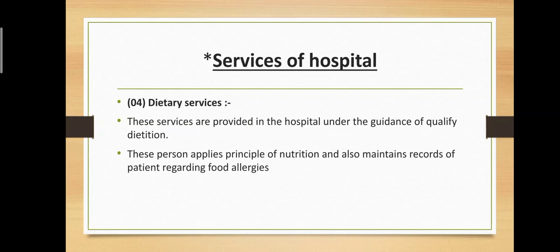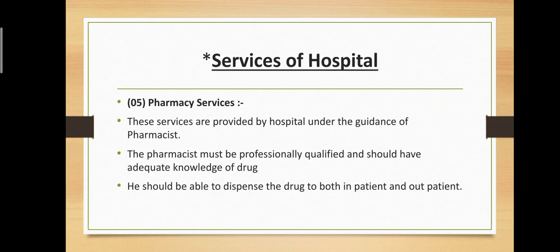Fourth subtype, dietary services. These services are provided in the hospital under the guidance of a qualified dietitian. This person applies principles of nutrition and also maintains records of patients regarding food allergies. These are dietary services. Fifth one, pharmacy services. These services are provided by the hospital under the guidance of a well-trained pharmacist. The pharmacist must be professionally qualified and should have adequate knowledge of drugs. He should be able to dispense drugs to both inpatients and outpatients.